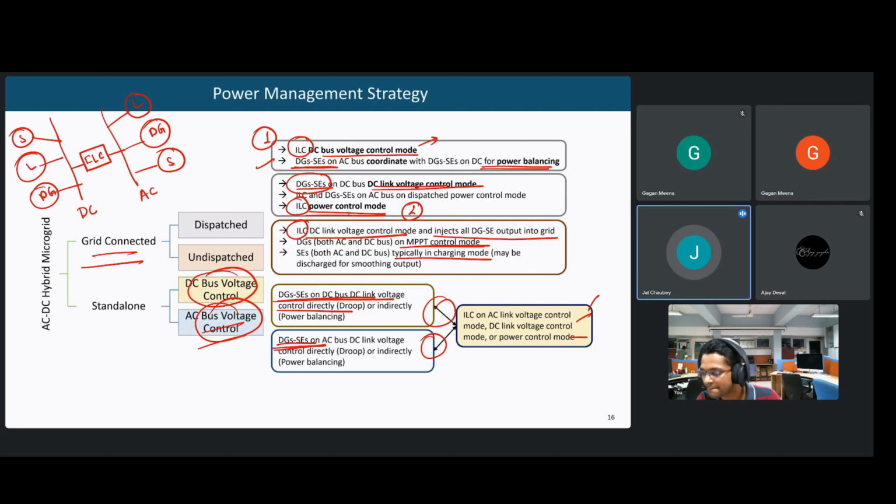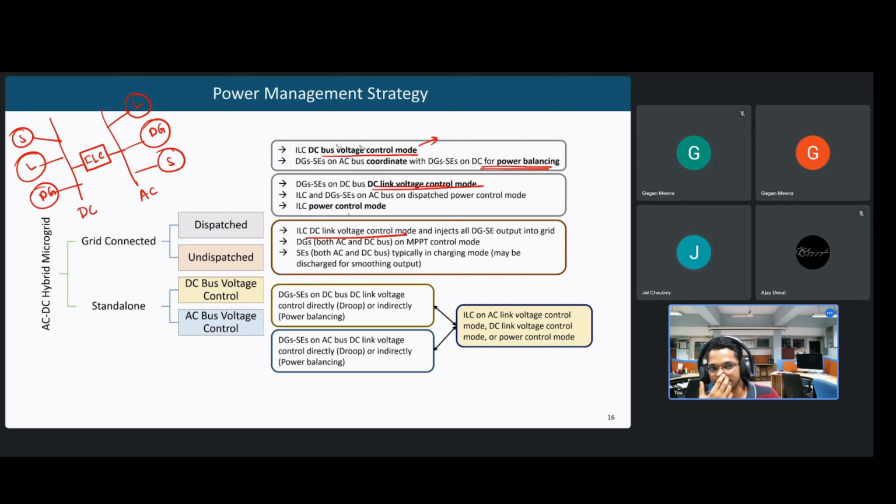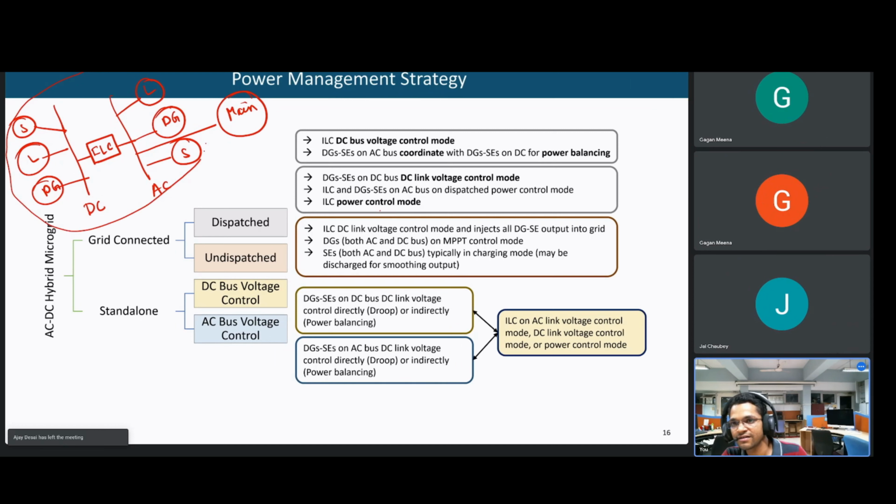So in grid connected mode, you discussed two cases: dispatchable and non-dispatchable. Will a similar scenario come here also in standalone mode? No, it will not come. What we mean by dispatchable here is that, suppose this entire thing is our microgrid, and this is the main grid. Dispatch is between this entire microgrid and the main grid, to and fro, from the combined DC and AC side.